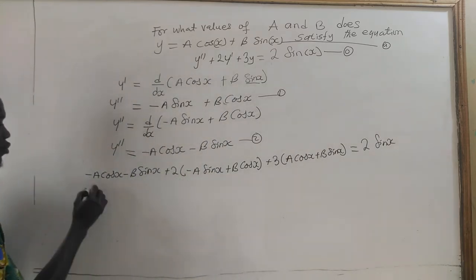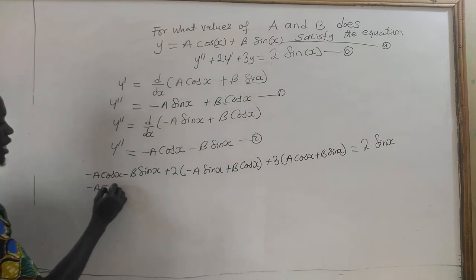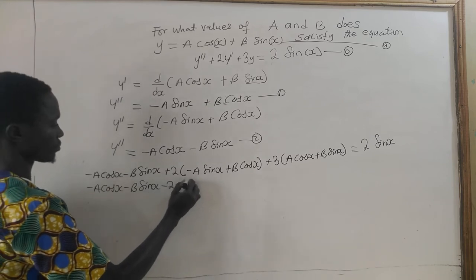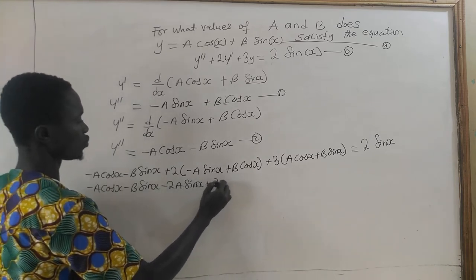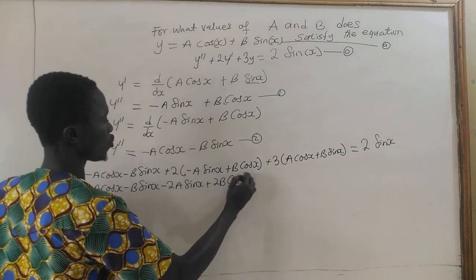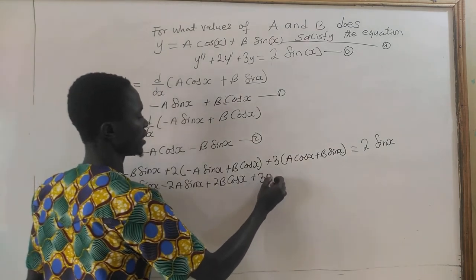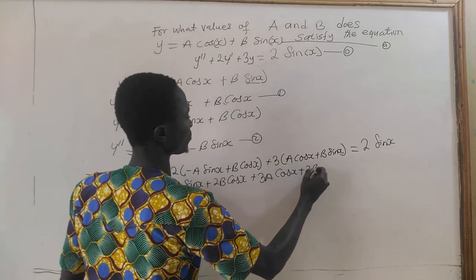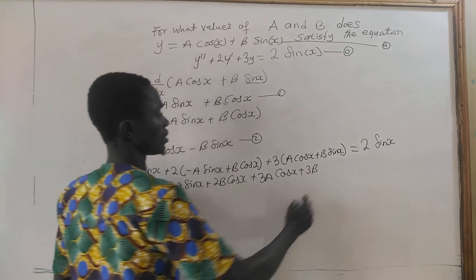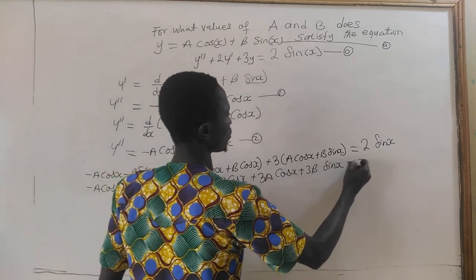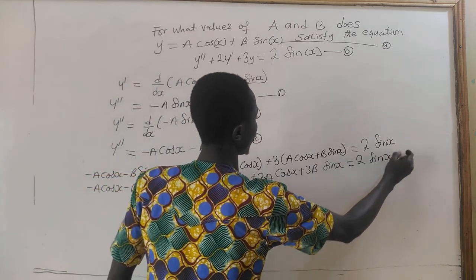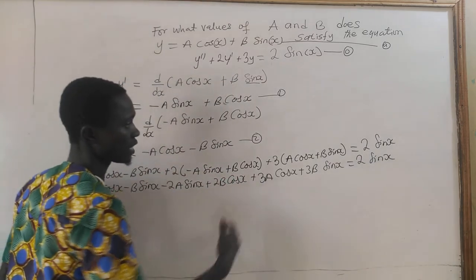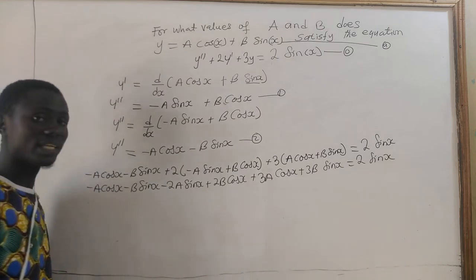A times cosine of x plus b times sine of x equal to 2 times sine of x. So here I'm going to have minus a times cosine of x minus b times sine of x minus 2a times sine of x plus 2b times cosine of x plus 3a times cosine of x plus 3b times sine of x equal to 2 times sine of x. If you have any way of simplifying it, apart from what I'm doing, you can do the same way.